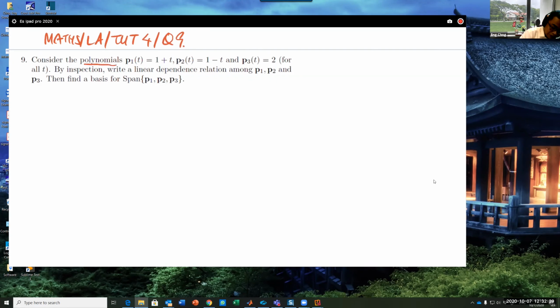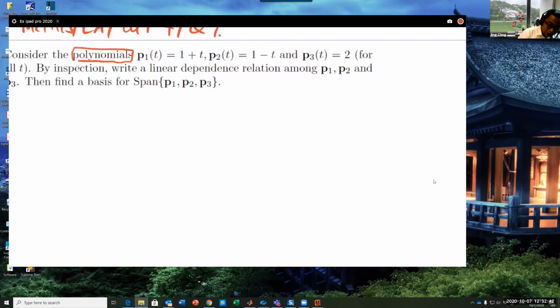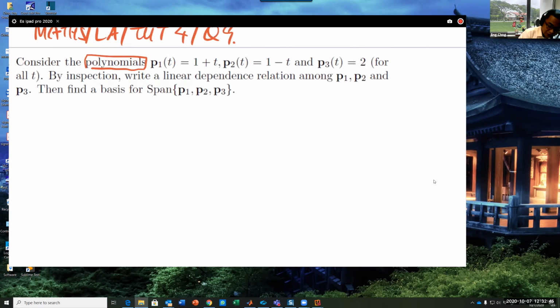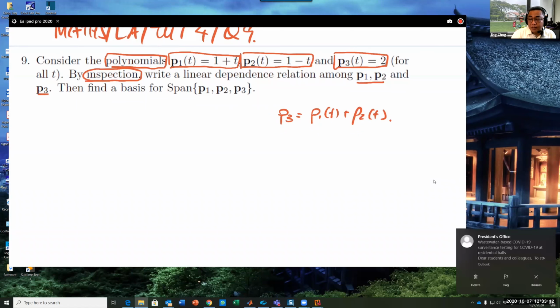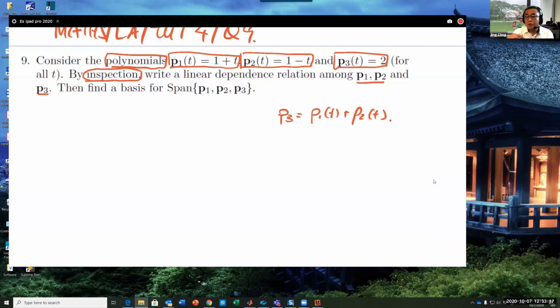We are given polynomials, and by now you know that polynomials can be considered as vectors as well. This is the first polynomial, this is the second polynomial, and then the third one. He asks us to check by inspection, meaning with our eyes, whether P1, P2, P3 are related. And it is obvious that P3 is equal to P1 plus P2. Once we have that, we realize that although we are given three vectors, P1, P2, P3, only two of them are independent.